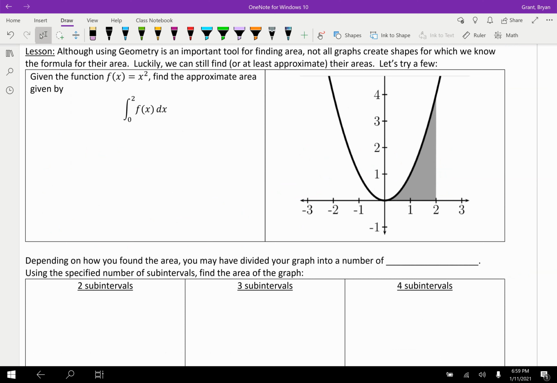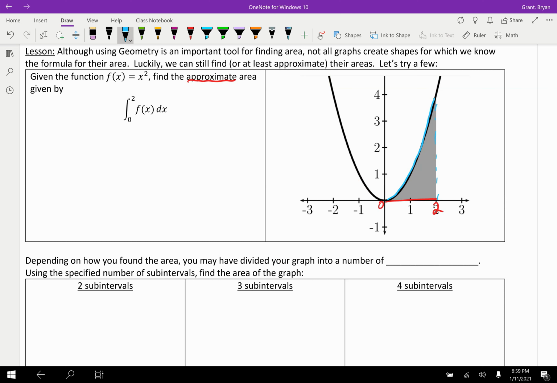Similar idea. I have given you the graph of y equals x squared. It's this wonderful parabola, and your goal is to find the approximate area that is shaded in over here. Another way to think about it is you want to find the area from 0 to 2, right? Spanning that space between the graph of x squared and the x-axis. So we want to find this shaded area.